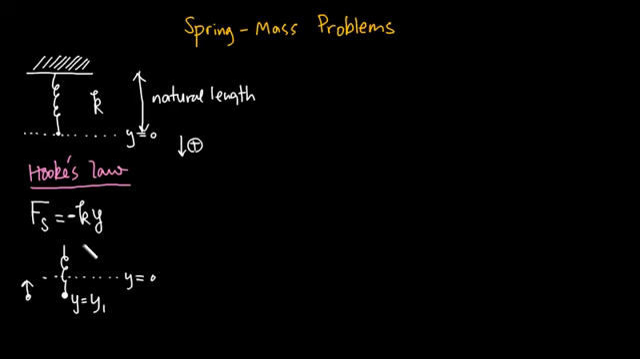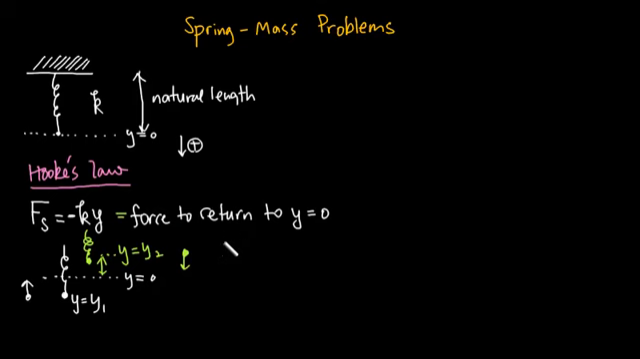Or if it is contracted to a position here, y equals y2, then according to that setup, y2 is a negative number. The force generated by the spring system is this way; it's going to push it away, so that's the positive direction. The force is going that way, but y is a negative value, so the opposite sign is the right thing. This is often summarized as: the force to return to the natural length position y equals 0 is proportional to its displacement y.